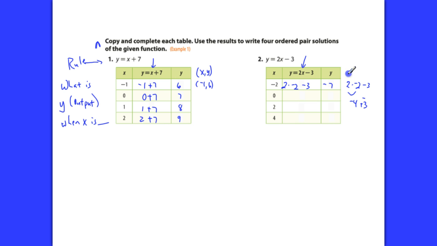So that's the ordered pair -2, -7. And these would all be ordered pairs as we go here. If we plugged in 0 here, we would have 2 times 0 minus 3. I went ahead and worked it out for you. That would be 0 minus 3, which is negative 3.